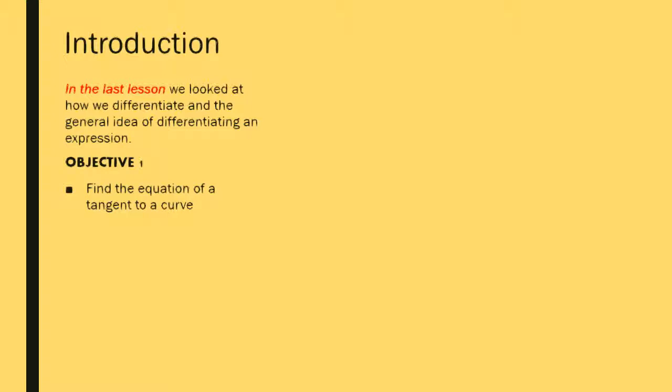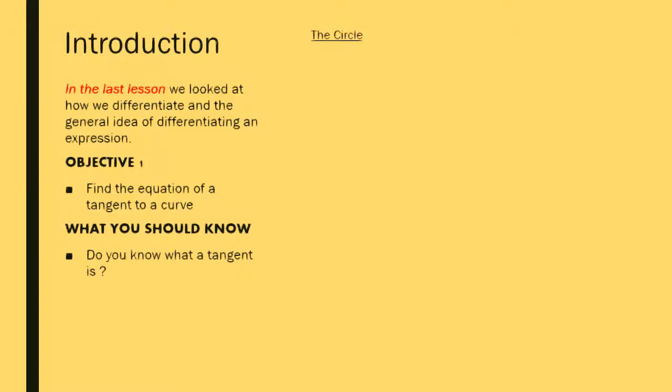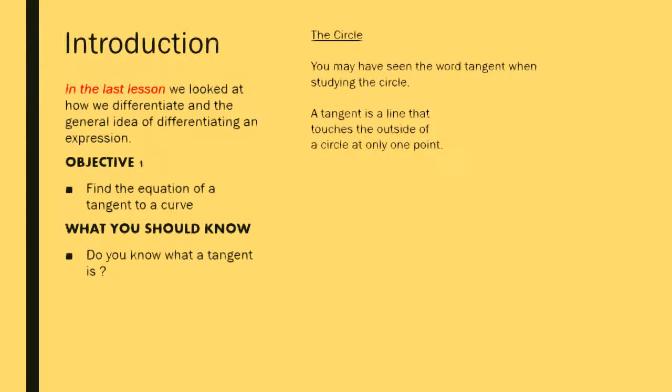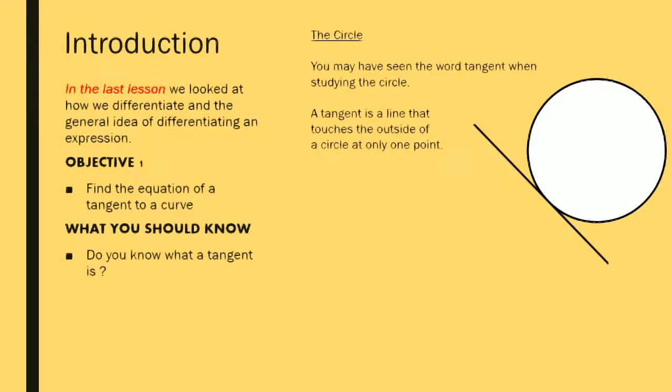We looked at a little at how we do this already, but we're going to find the equation of a tangent to a curve. What you should know, well, do you even know what a tangent is at this stage? I'll bring it back to circles because it's probably the place where you may have seen the word tangent beforehand. A tangent is a line that touches the outside of a circle at only one point. So if I show you a circle, like so, and I put a line up against it there, that line will touch at only one point, roughly around there. Alright, and that's a tangent.